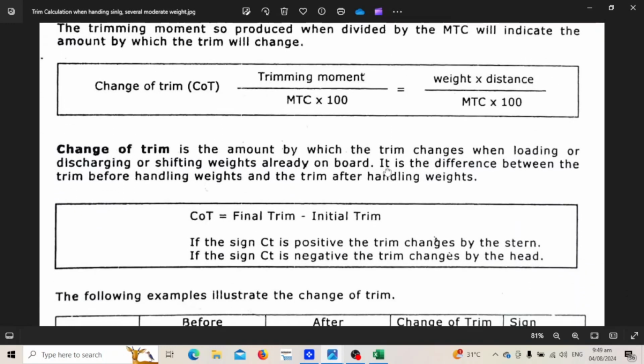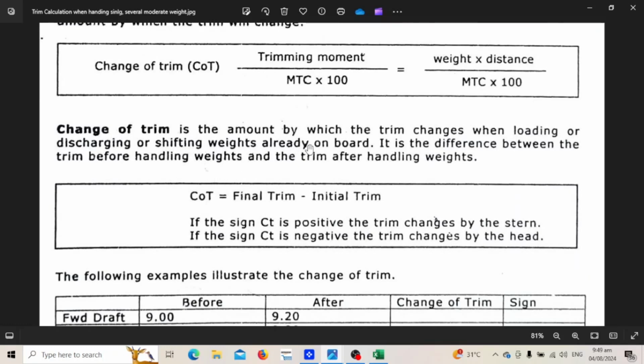Change of trim is the amount by which the trim changes when loading, discharging or shifting weights already on board. It is the difference between the trim before handling weights and the trim after handling weights. The keyword is before handling weights and after handling weights. So change of trim equals final trim minus initial trim. This is very important, guys. Take note of this one. Change of trim equals final trim minus initial trim.